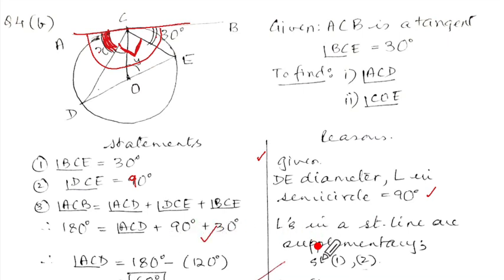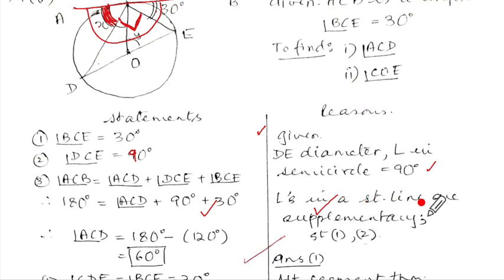Can you see how easy it is? Because angles in a straight line are supplementary. Don't write linear pair. Linear pair means only 2 angles. There are 3 angles here. So the angles in a straight line are supplementary. So ACD will be equal to, take all these angles that side and you will get your 60 degrees. And that is your answer 1.